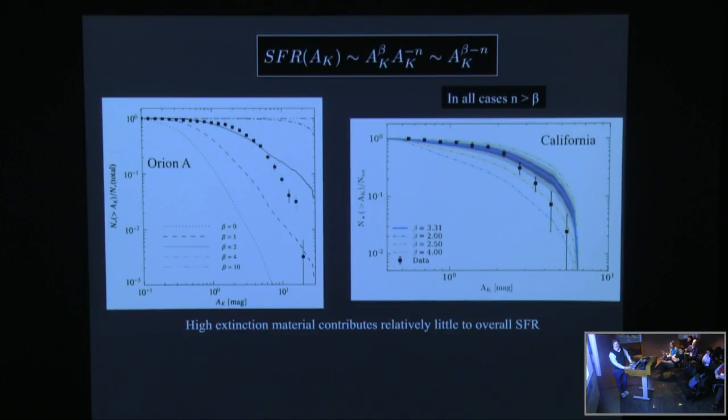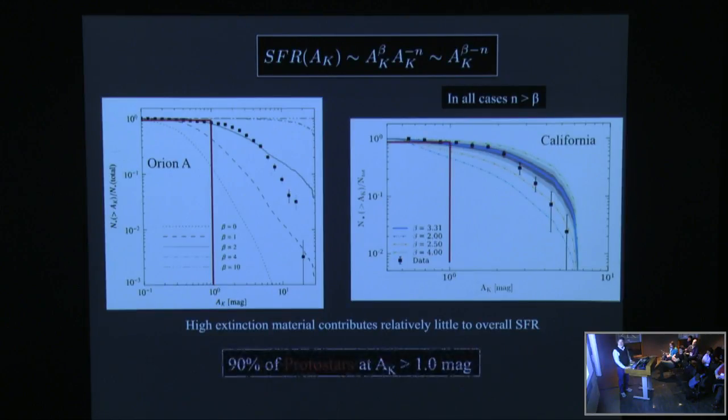in a GMC. However, if you look a little bit more closely at these diagrams, you find that about 90% of the star formation, represented by the distribution of protostars, occurs at extinctions greater than AK of about 1 magnitude, or visual extinctions above about 8 or 9 magnitudes. That's still pretty high extinction gas.